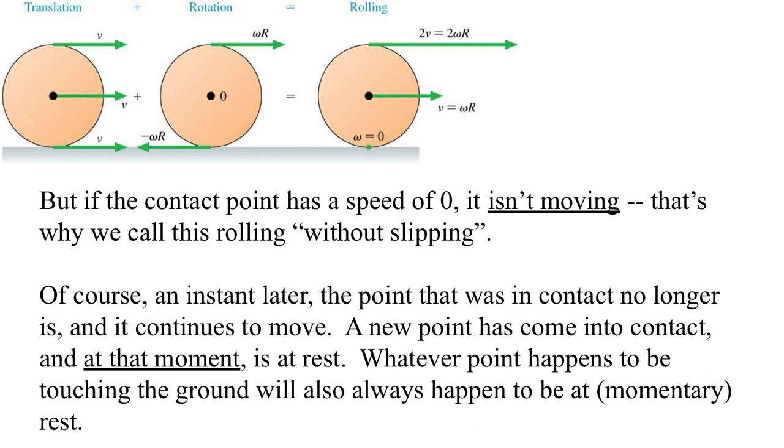So if the contact point has speed of 0, then it isn't moving, and that's why we call it rolling without slipping. Of course, an instant later, the point that was in contact no longer is, and it continues to move. And a new point has come into contact, and at that moment it becomes at rest. Whatever point happens to be touching the ground will also happen to be at momentary rest.